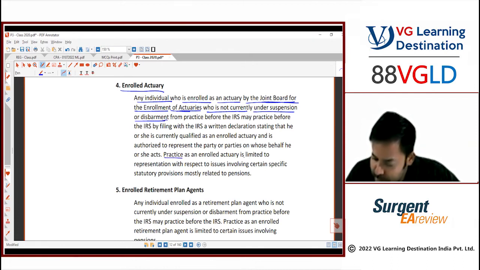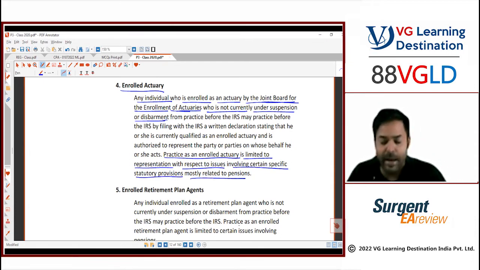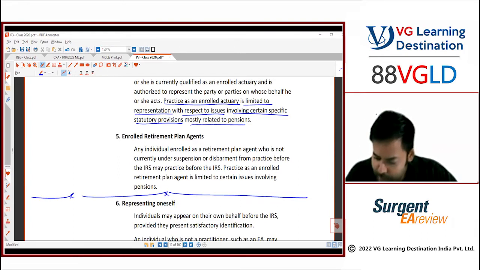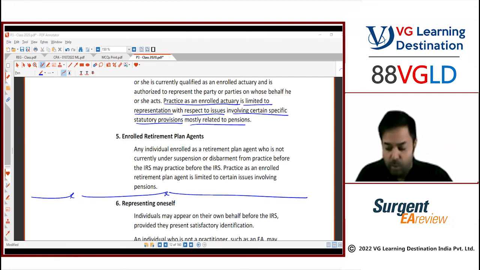Practice as an enrolled actuary is limited to representation with respect to issues involving specific statutory provisions, mostly related to pensions. So generally their opinion is more related to pensions only. Lastly are the enrolled retirement plan agents in this case. Any individual who is enrolled as a retirement plan agent who is not currently under suspension or disbarment from the practice may also practice before the IRS. Practice as the enrolled retirement plan agent is also limited to pensions only in this case.